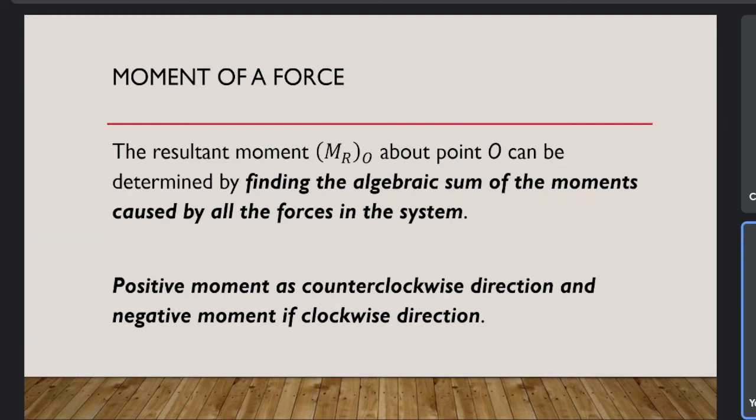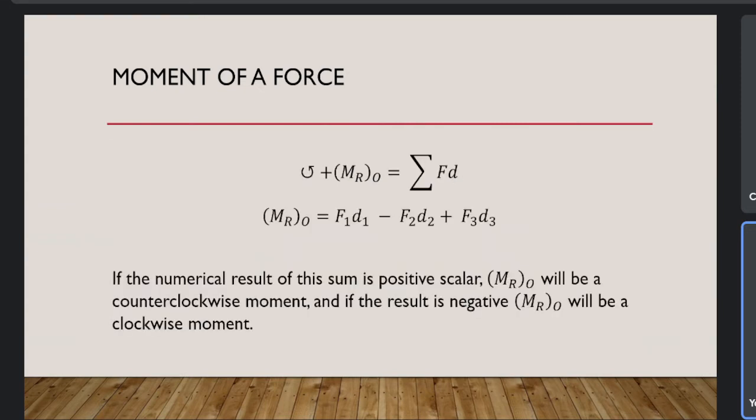So the resultant moment MR around the point O can be determined by finding the algebraic sum of the moments caused by all forces in the system, with positive moments as counterclockwise and negative moments as clockwise. When you see the negative sign, you need to consider that the moment is acting in the clockwise direction. If the numerical result of this sum is a positive scalar, the moment about the point O will be a counterclockwise moment. If negative, it will be a clockwise moment.